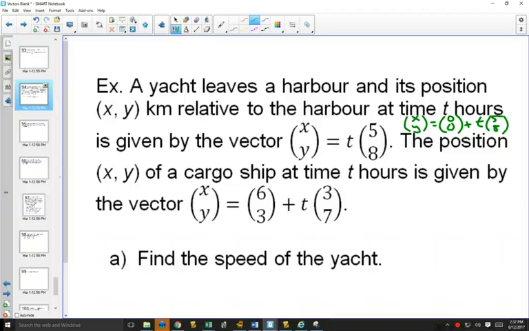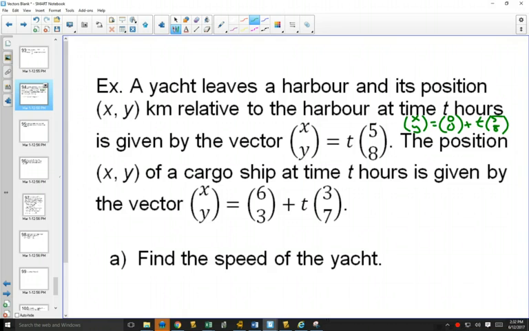A cargo ship is not at the harbor to begin with. At that same time t, it's at 6, 3: 6 kilometers to the east and 3 kilometers to the north. And it's traveling in a different direction vector.